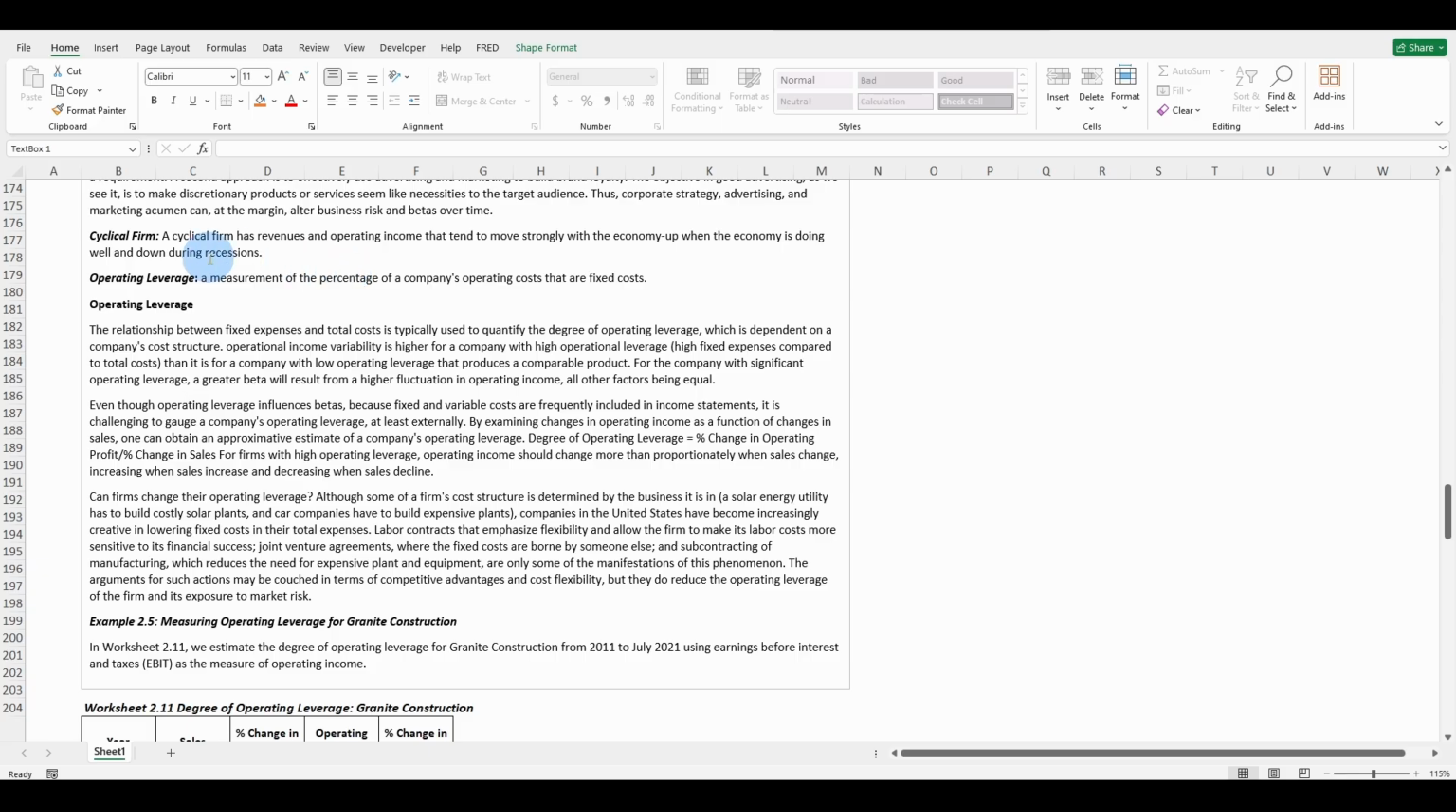Cyclical firms. A cyclical firm has revenues and operating income that tend to move strongly with the economy, up when the economy is doing well and down during recessions.